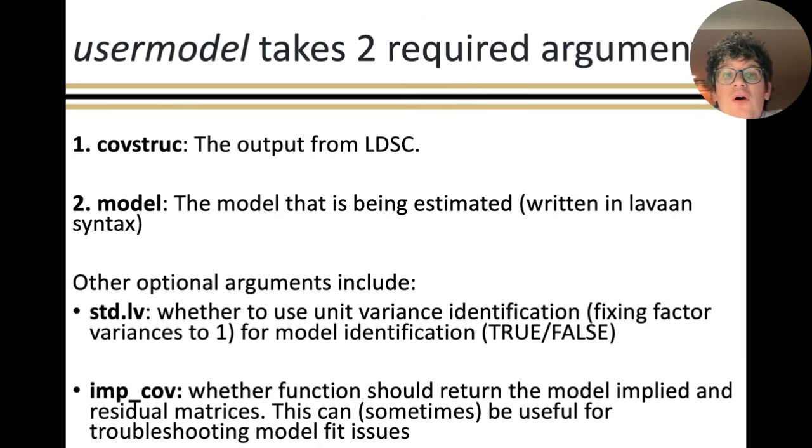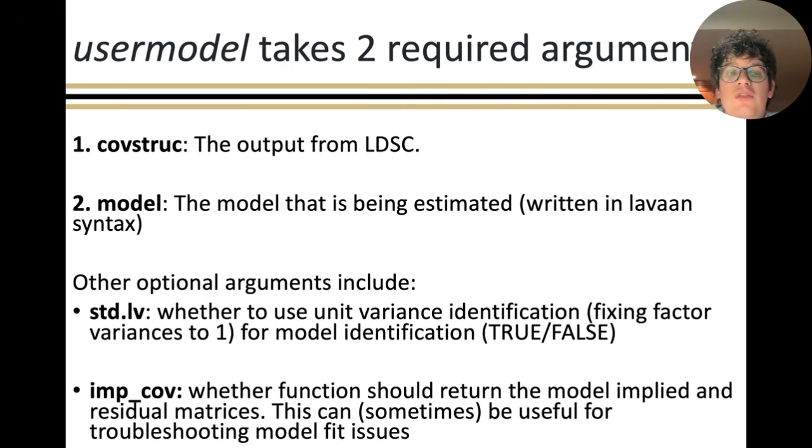So user model only needs two required arguments. The first is that output from LDSC that we just made in the last video, which includes that genetic covariance S matrix and that sampling covariance V matrix. And those two pieces are what is used to then run the model, which is the second argument that's being supplied. So this is the model that is being estimated, written using that lavaan syntax that I was showing in the last slide and is reviewed more thoroughly in that other video.